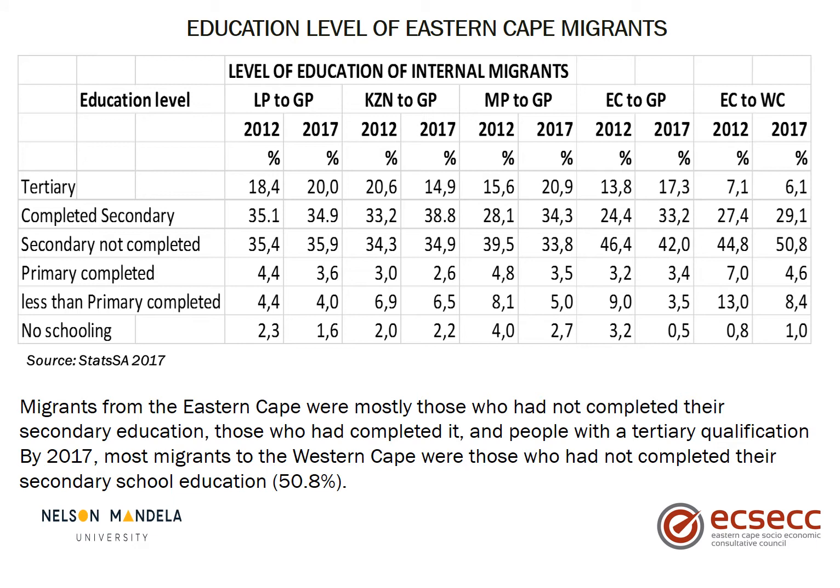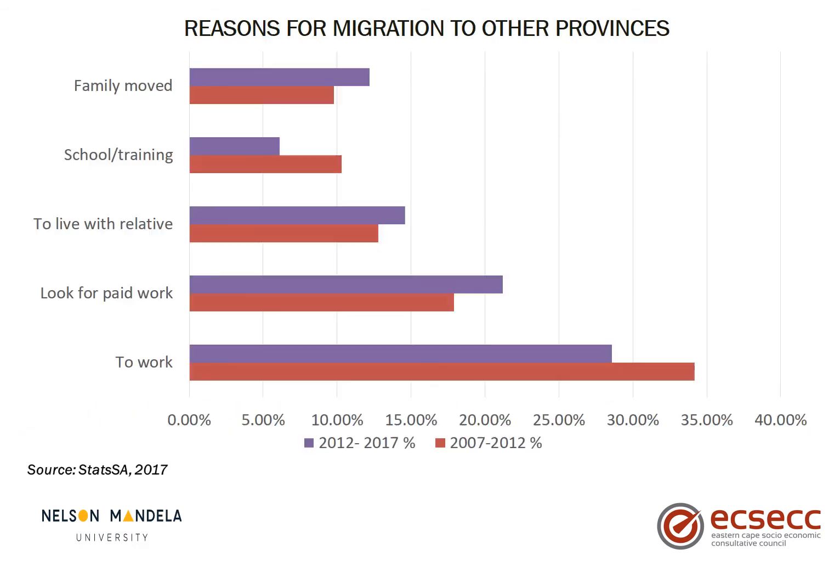Those who have only completed primary education, less than primary, and all of that do not migrate, and those would constitute the large stock of working age population that stay behind, which could explain the high levels of unemployment. Now, those that have not completed their secondary education prefer to go to the Western Cape. As at 2017, the percentage of that set of people was 50.8%, while those with tertiary qualifications prefer to go to Gauteng, at a percentage of 17.3 in 2017.